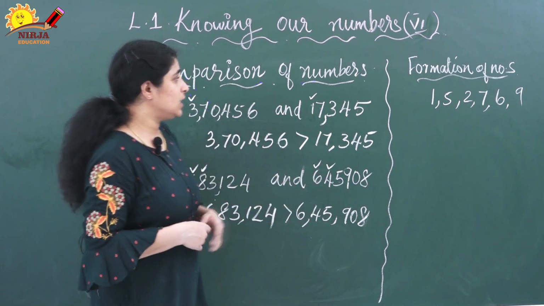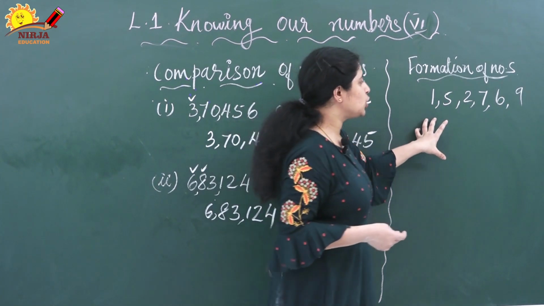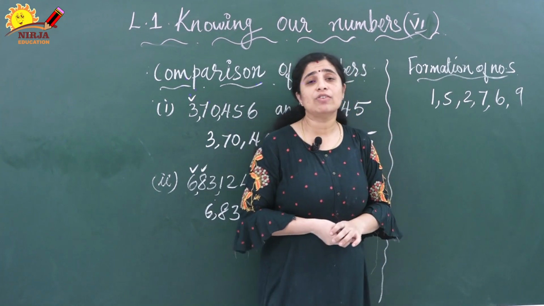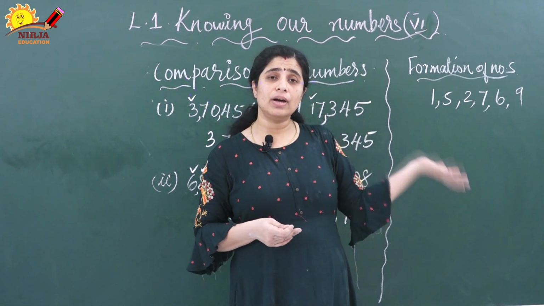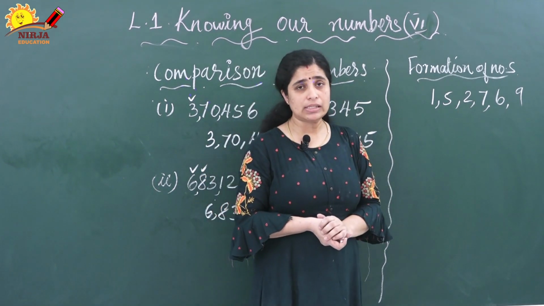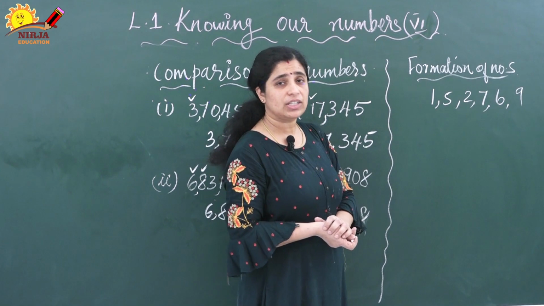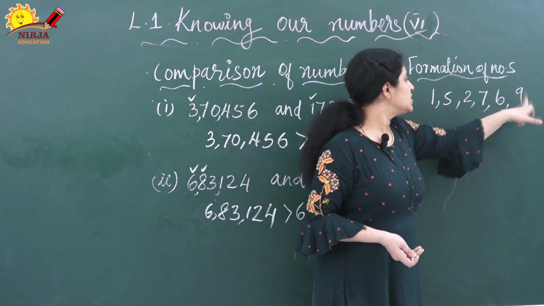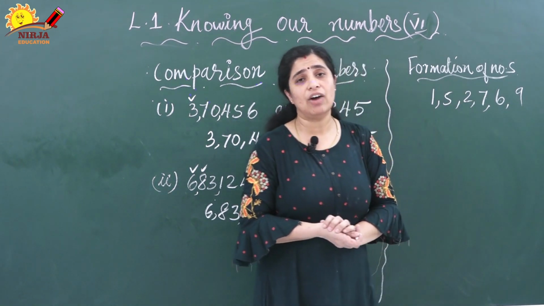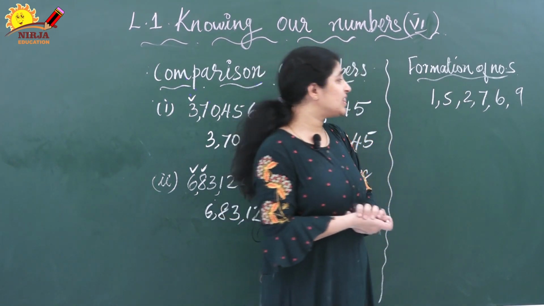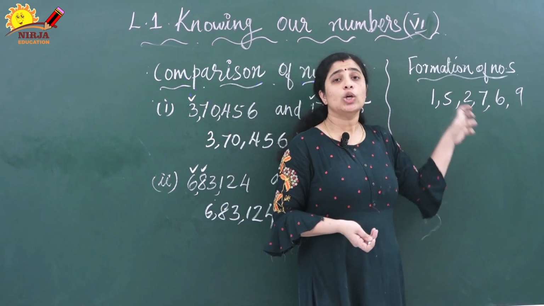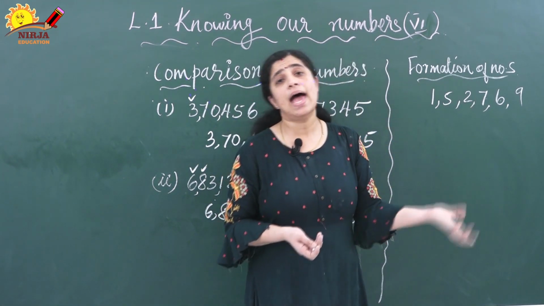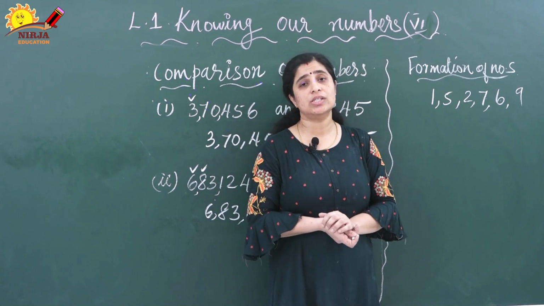Now we will see the formation of numbers. You are given some digits. Using these digits, you have to form the greatest number and the smallest number. How many digits have I written here? 1, 2, 3, 4, 5, 6. 6 digits I have written here. So using these 6 digits, you have to form the greatest 6 digit number and the smallest 6 digit number.